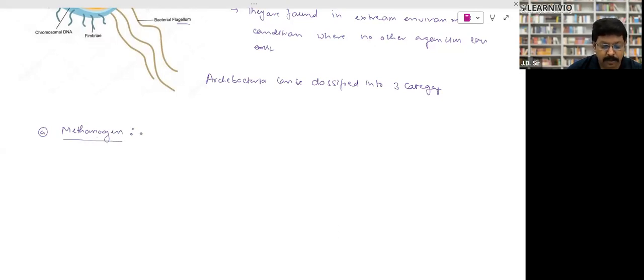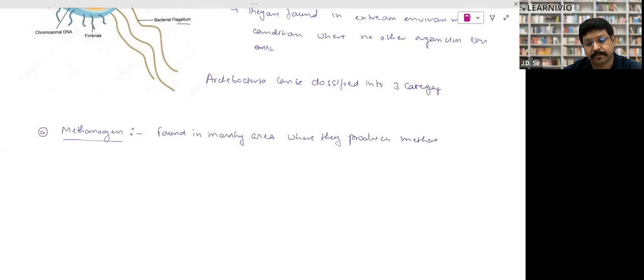Methanogens are archaebacteria. These archaebacteria are found in marshy areas, right? Where they produce methane gas. And methane gas is a very harmful, very poisonous gas. No organism can exist in the presence of methane gas.